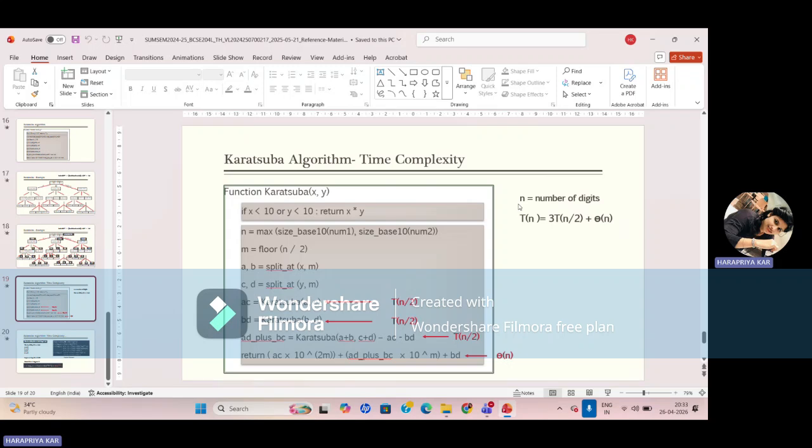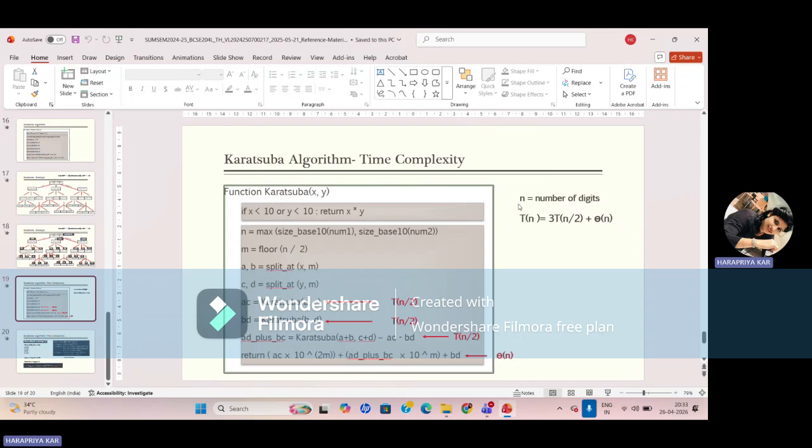Now again you have to split over this example, and finally you have to get the solution 1245 104. So the final multiplication result is coming like this. Now you can see this is about the Karatsuba algorithm time complexity.